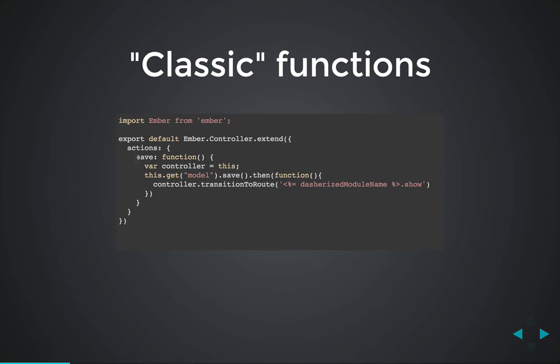Here we're assigning a function to the save keyword under the actions hash in the Ember controller. And then later here, we're making an anonymous function to be executed after the promise gets back from saving.